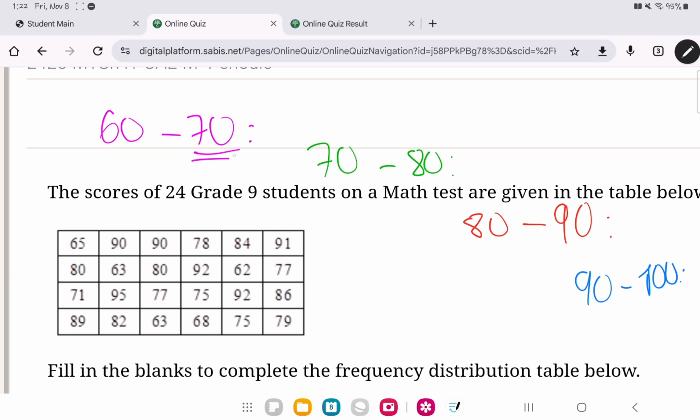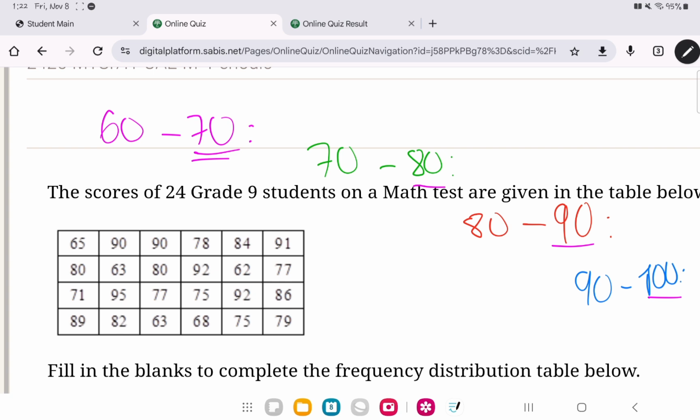We do not take 70, we exclude 70, so we take 60, everything including 60 and above, but not 70. Then for here, you take 70 and everything above 70, and you stop at 80, you don't take 80. Then here, you take 80 and everything above 80, but you don't take 90. Then here, you take 90 and everything above 90, and you don't take 100. So let's start first with the 60 to 70.